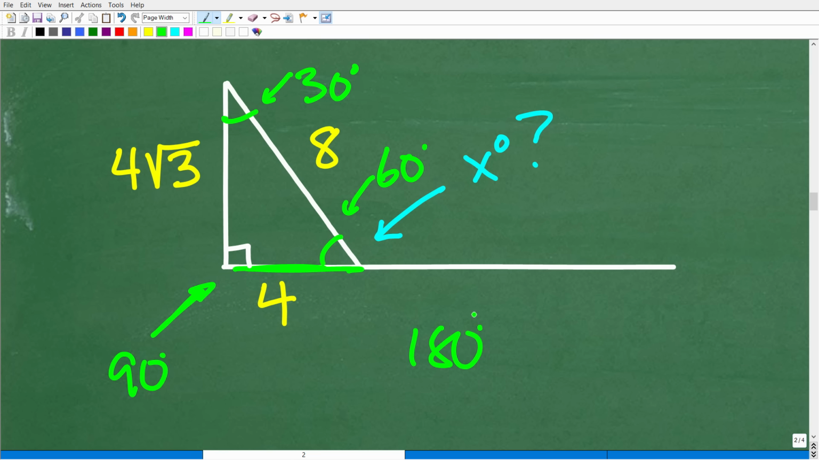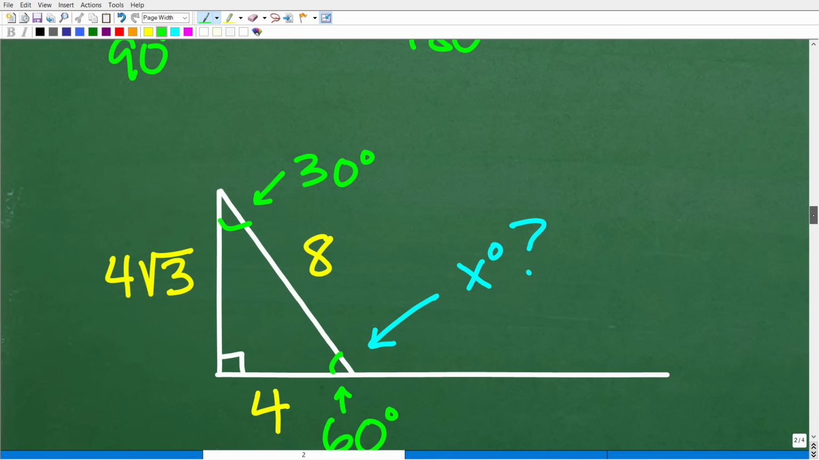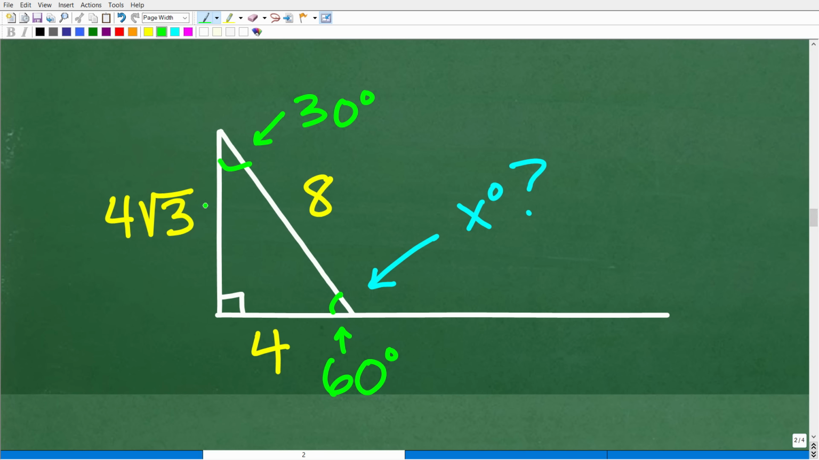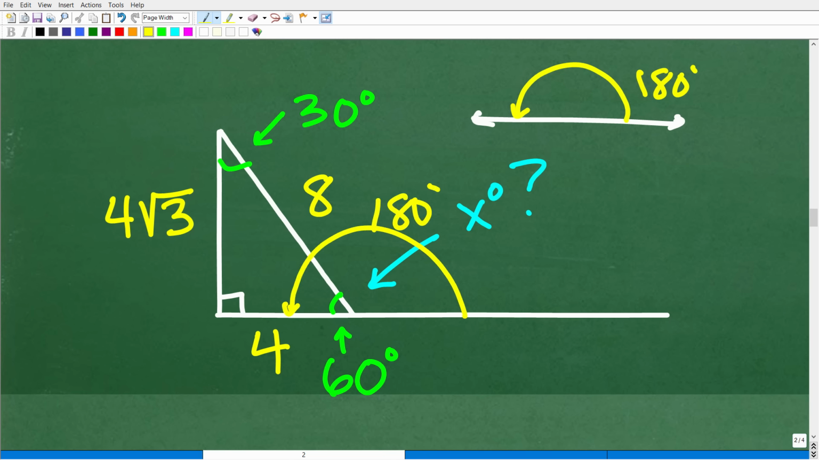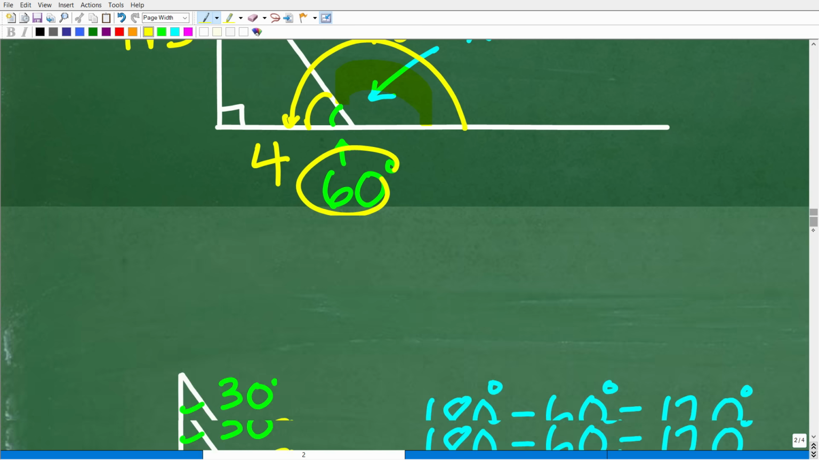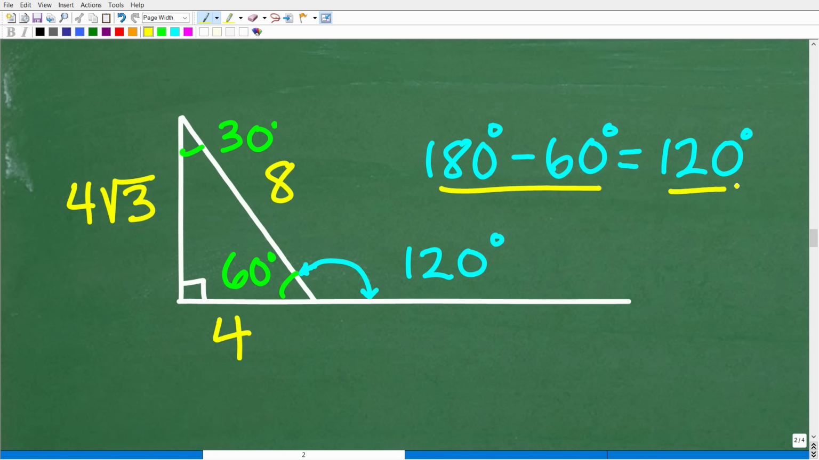All right, so hopefully you see where I'm going with this. This is not going to be that difficult to solve. So this is 60, this is 30. So how do we solve for this angle right here? Well, what you need to know is that straight lines actually have an angle to them. How many degrees are in a straight line? There are 180 degrees in a straight line. So from here to here is 180 degrees. If this is 180, and I know from here to here is 60, it's pretty easy to figure out what this is. That's going to be 180 minus 60, which of course is 120 degrees.